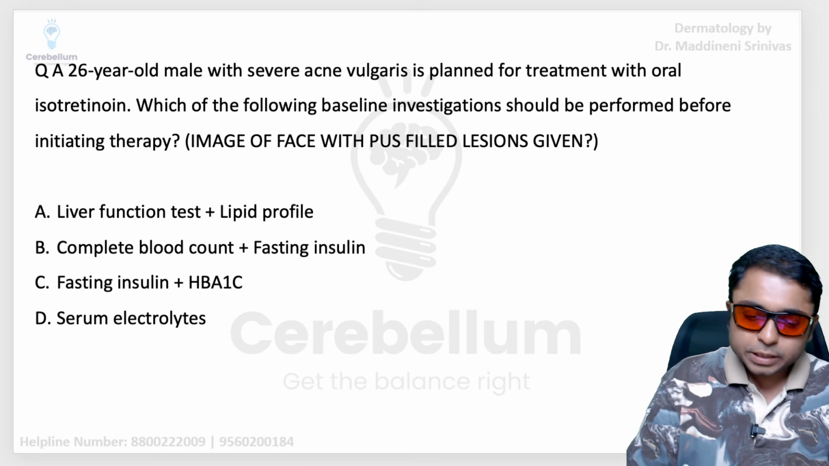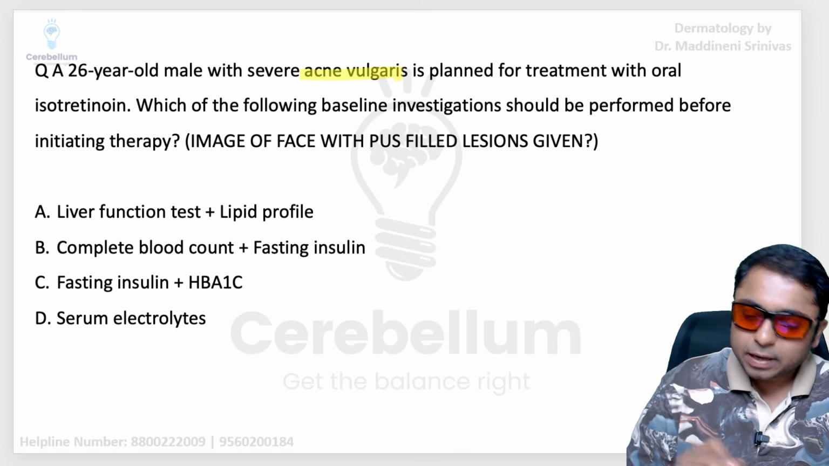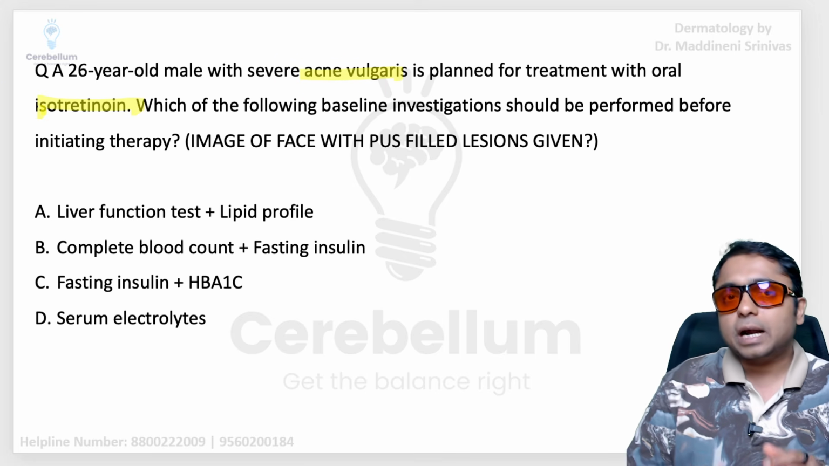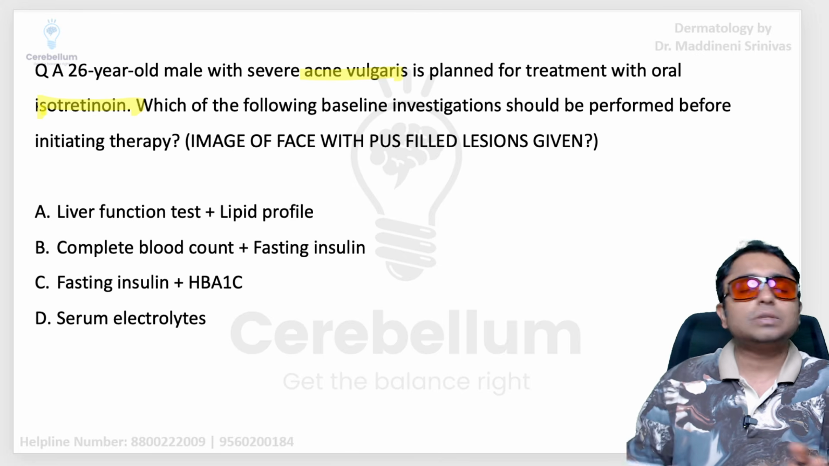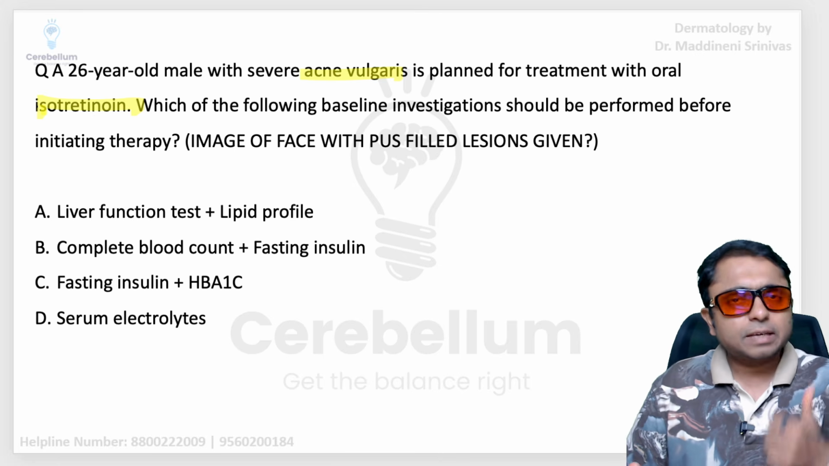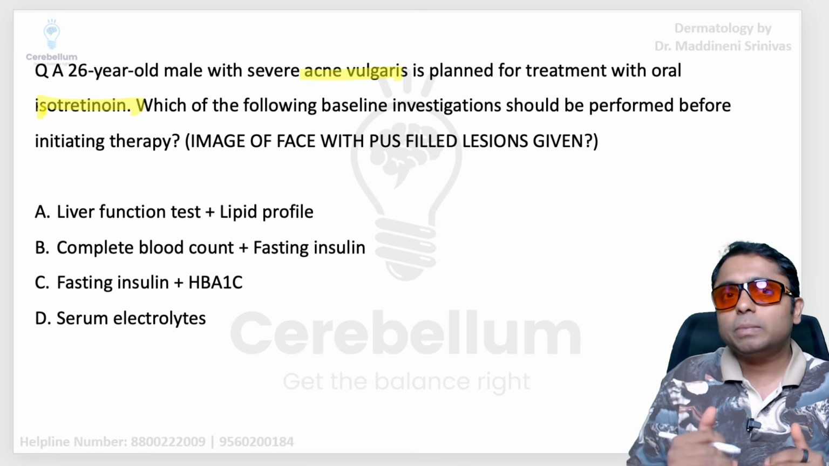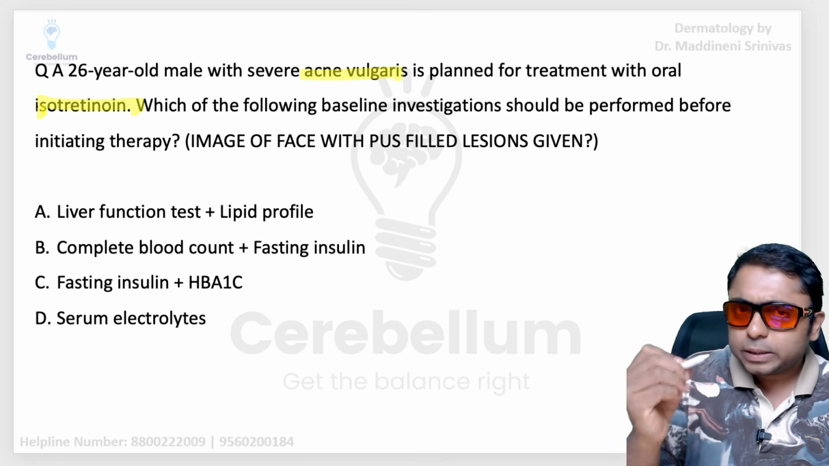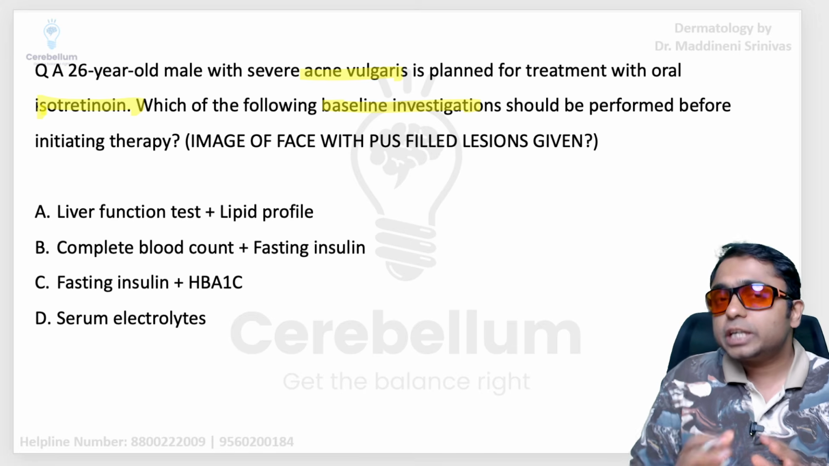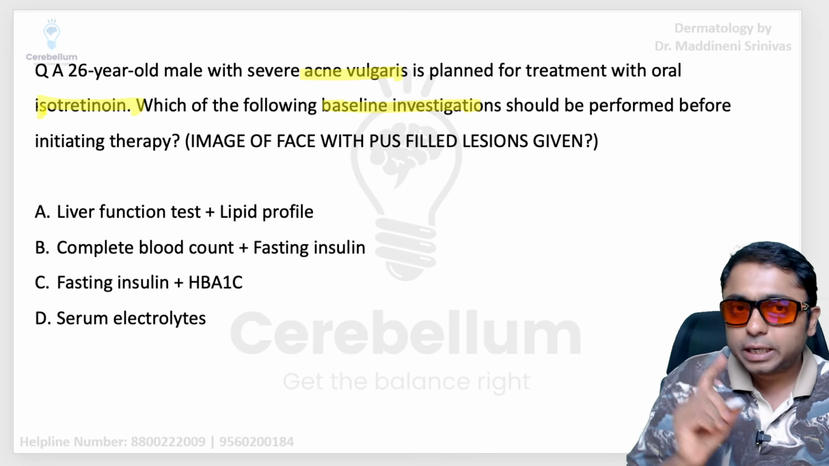Right. Next question, 26-year-old with acne vulgaris planning to be started on isotretinoin, and some students told that an image was given which was having some pustules. So if it was given, please hit that like button, okay, or in the comment section you can write yes sir, the image was given. Right. Now the question is the baseline investigation which has to be performed before initiating the therapy.